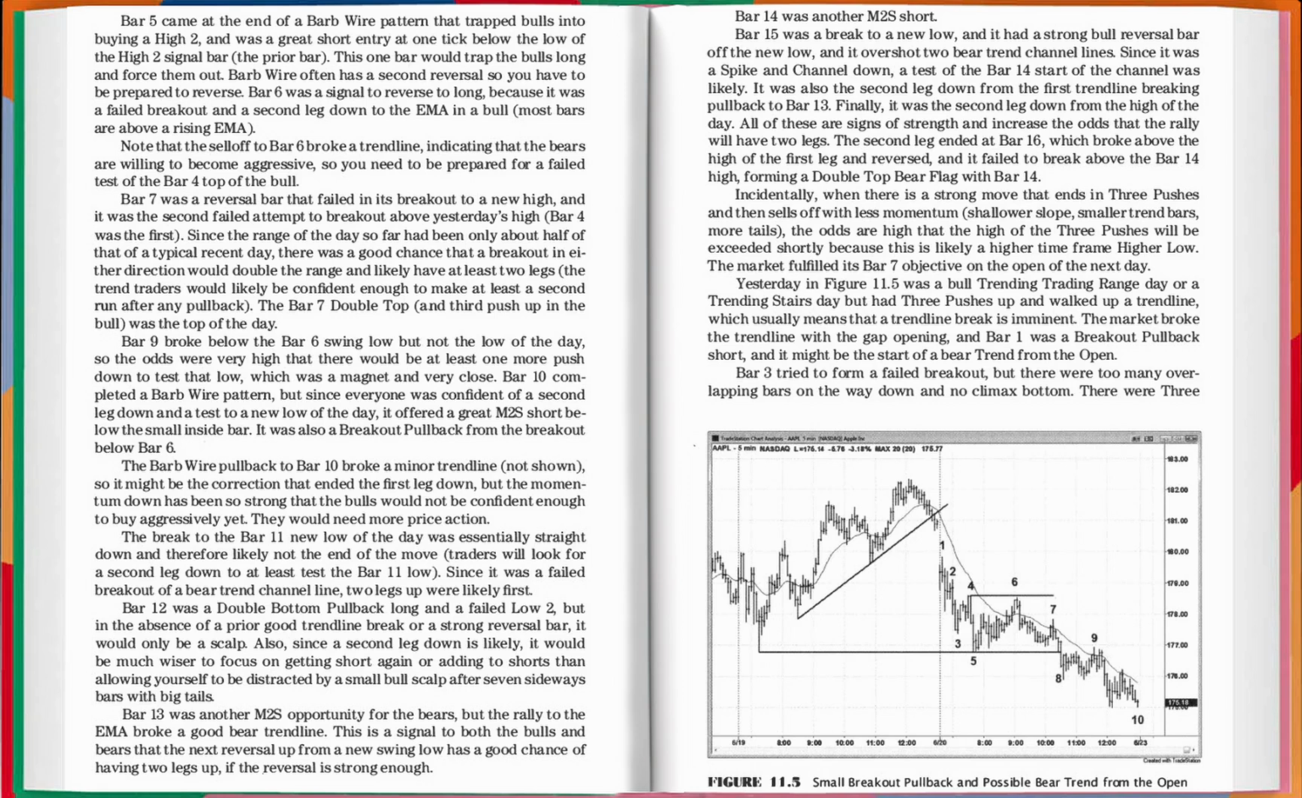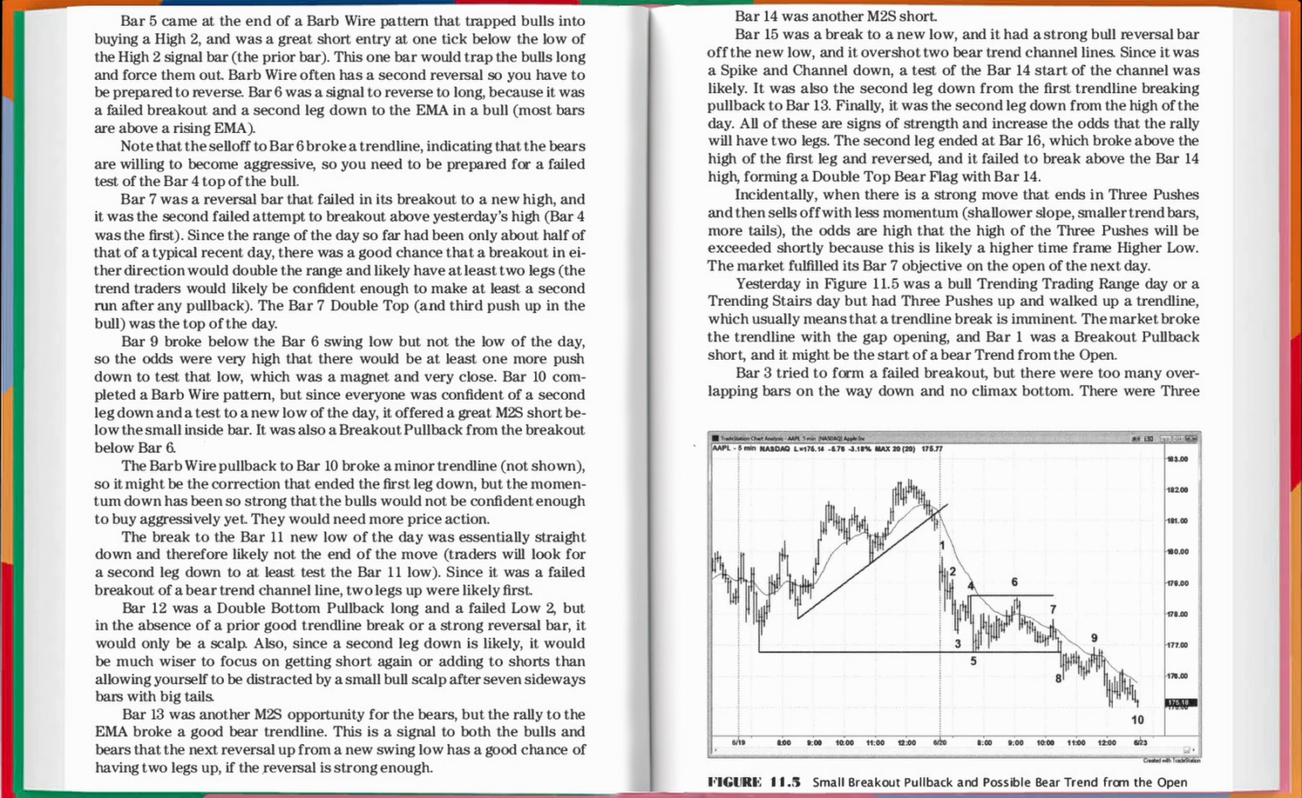Since it was a failed breakout of a bear trend channel line, 2 legs up were likely first. Bar 12 was a double bottom pullback long and a failed low 2, but in the absence of a prior good trendline break or a strong reversal bar, it would only be a scalp. Also, since a second leg down is likely, it would be much wiser to focus on getting short again, or adding to shorts, than allowing yourself to be distracted by a small bull scalp after 7 sideways bars with big tails.